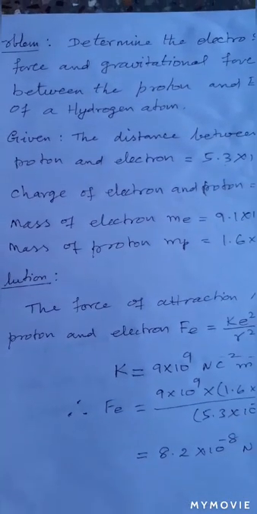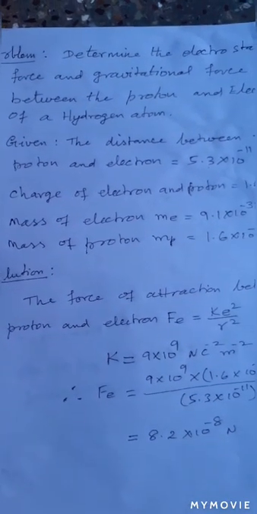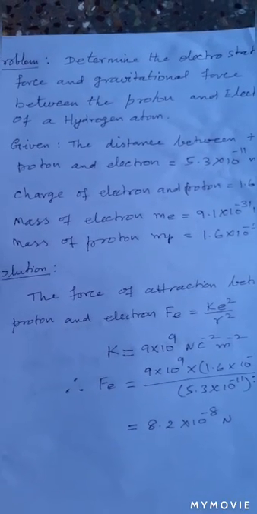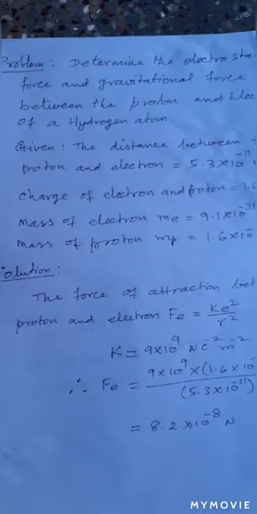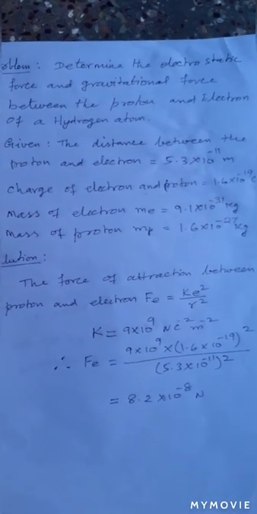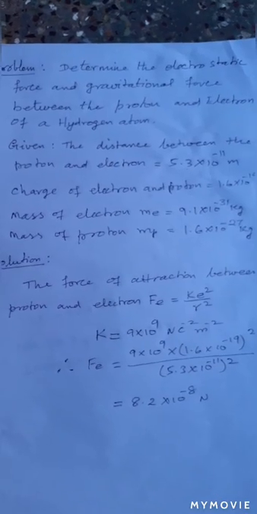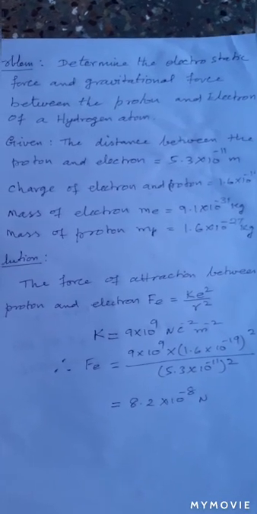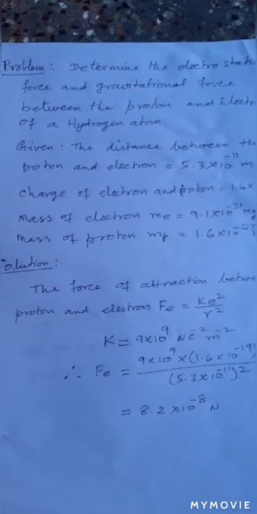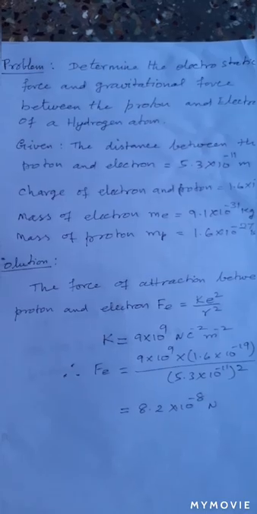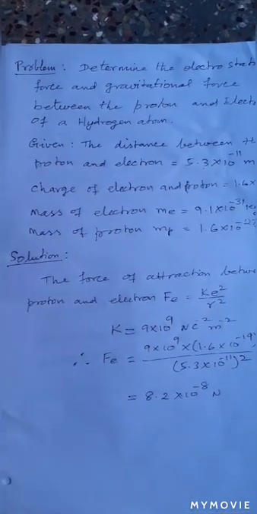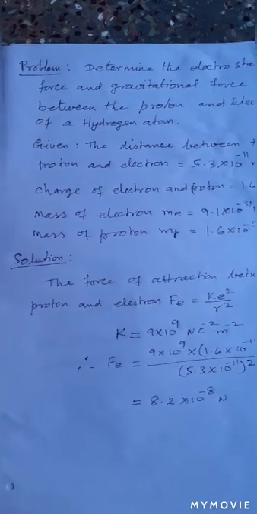The data given is the distance between proton and electron, that is 5.3 × 10^-11 meter. The charge of electron or proton is 1.6 × 10^-19 coulomb. Mass of electron is given, Me is equal to 9.1 × 10^-31 kilogram. Mass of proton, Mp, is 1.6 × 10^-27 kilogram. Let us see how to solve this problem.